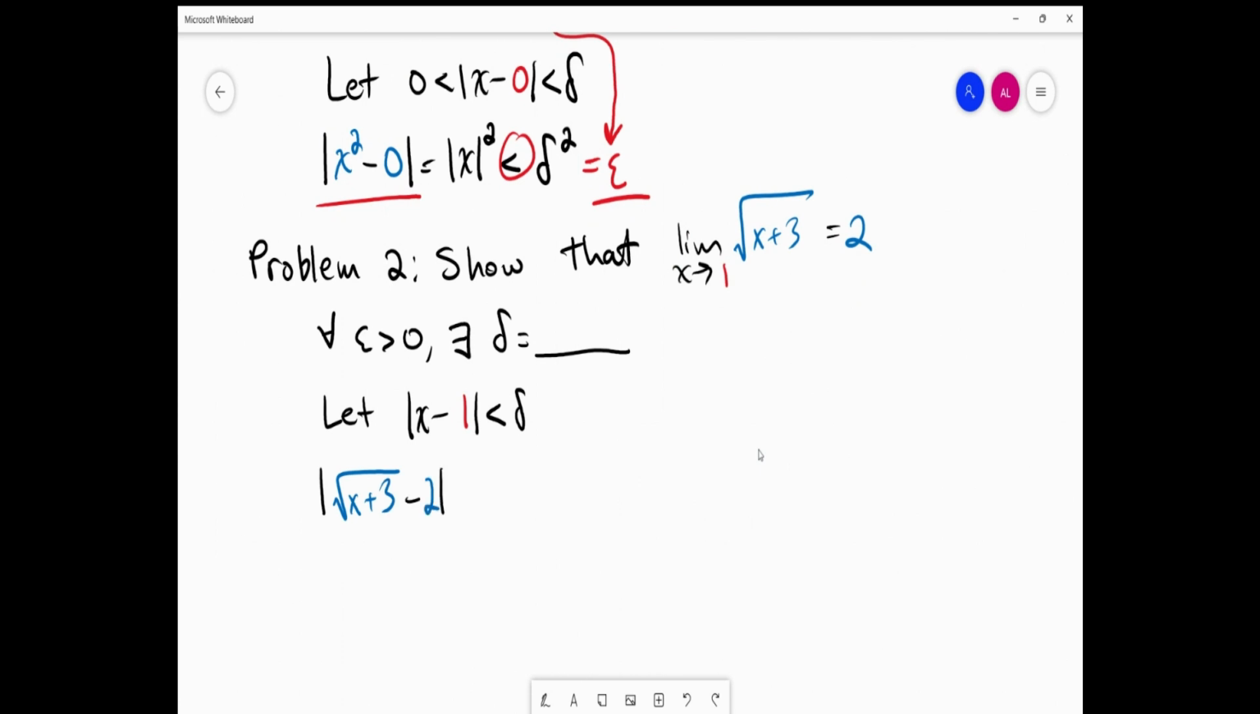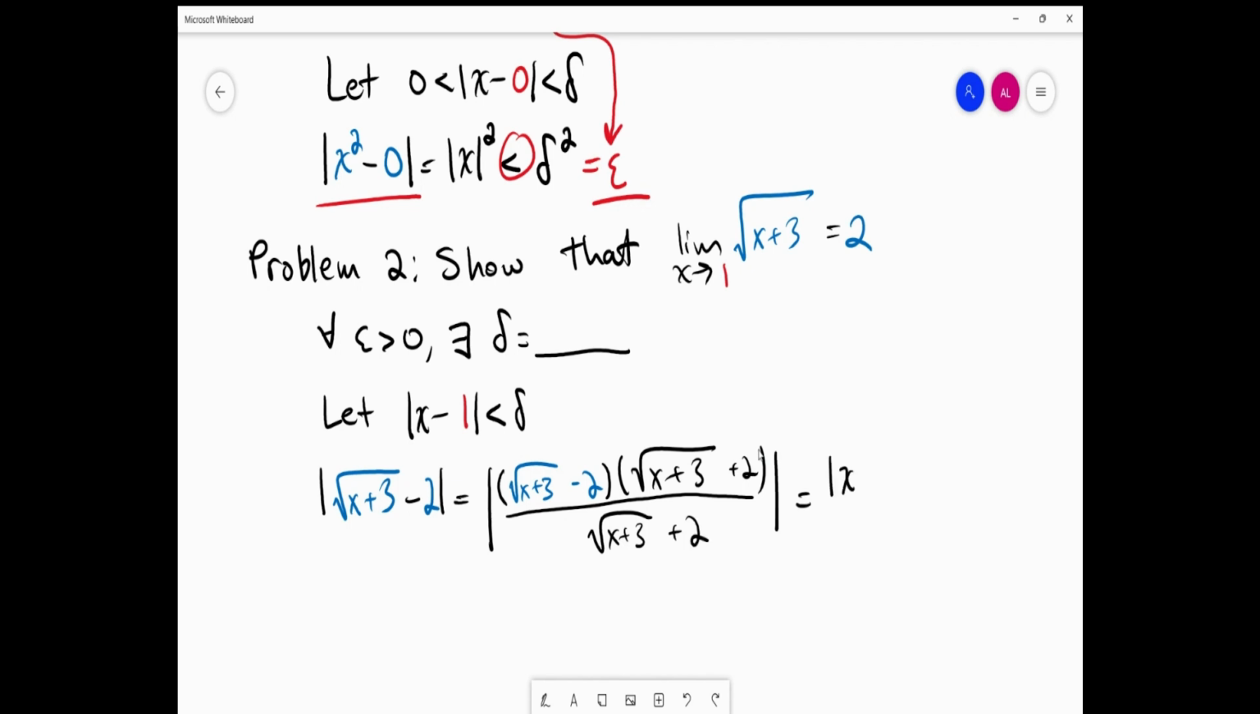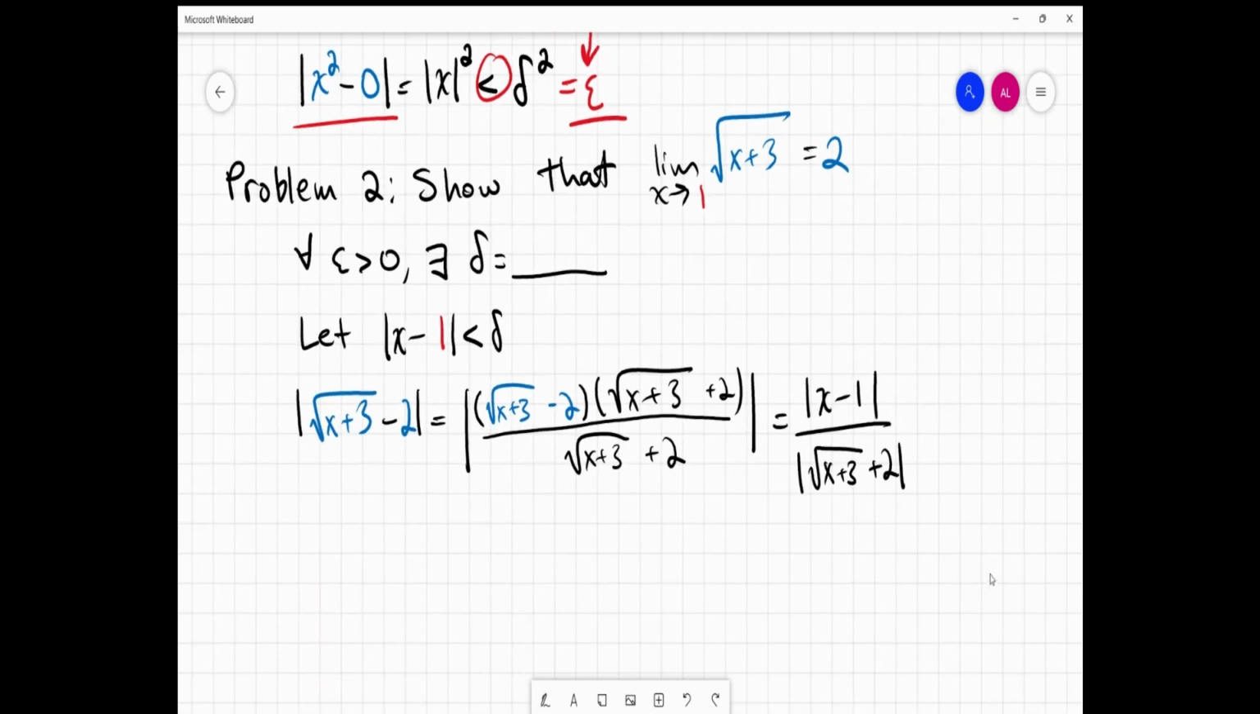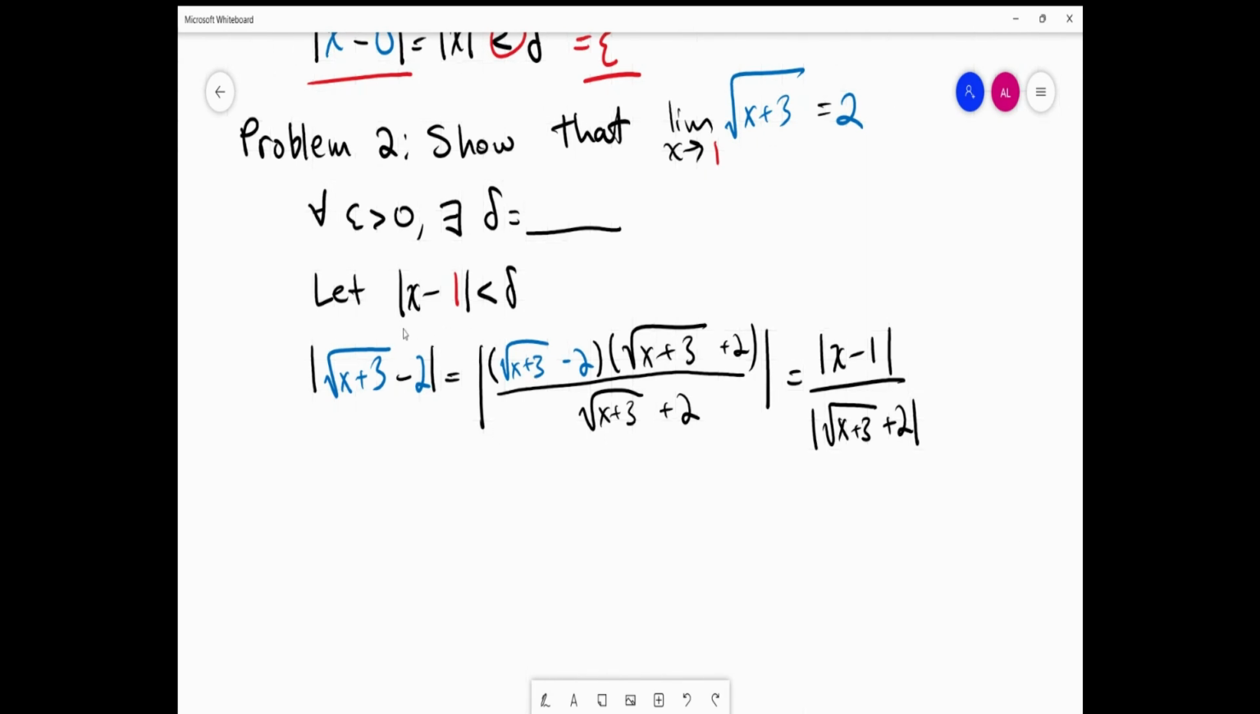So the absolute value of the square root of x plus 3 minus 2 is equal to, so here to simplify square roots, we typically multiply by conjugates. And although we typically do this to get a square root out of a denominator, now we're doing it to get it out of the numerator. So I will show why this makes sense later. And so after completing this numerator using difference of squares, we get the absolute value of x minus 1. So this is immediately a good sign because we recognize x minus 1. This is less than delta. But how do we express this in terms of x minus 1? Well, let's go to our little bubble right here.